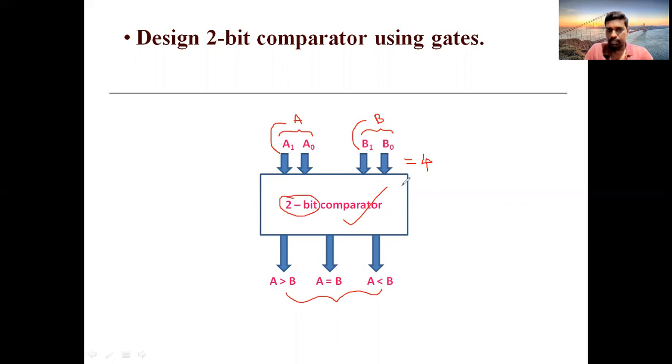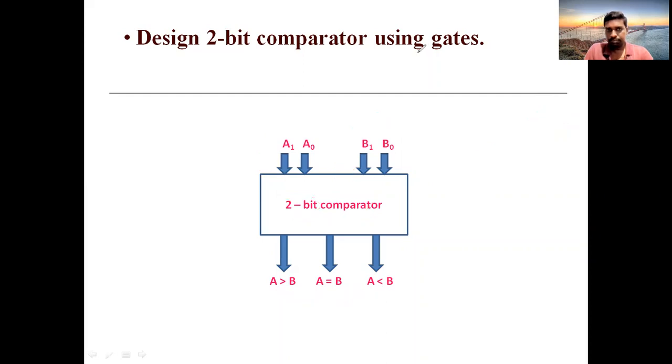Suppose you want to draw the diagram of a 4-bit comparator, then you can add B2, B3, so B0, B1, B2, B3, and likewise A0, A1, A2, and last A3. So here 4, here 4. Total you will get 8 inputs in the case of a 4-bit comparator. For a 2-bit comparator, you will have 4 inputs: A is 2 bits, B is 2 bits, total 4 bits.